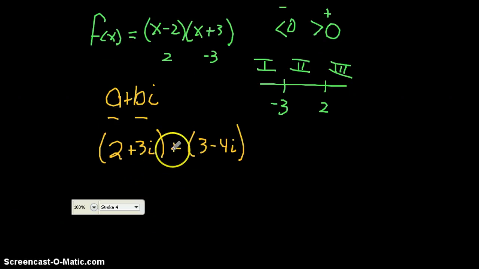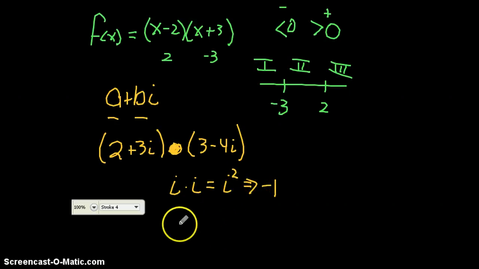Now we can multiply things together. I would use the box method to do that. But remember, i times i is equal to i squared, and remember, i squared was negative 1. Just remember that little review item, and that could help you. The last thing I want to mention over here is the idea of working with rational inequalities.